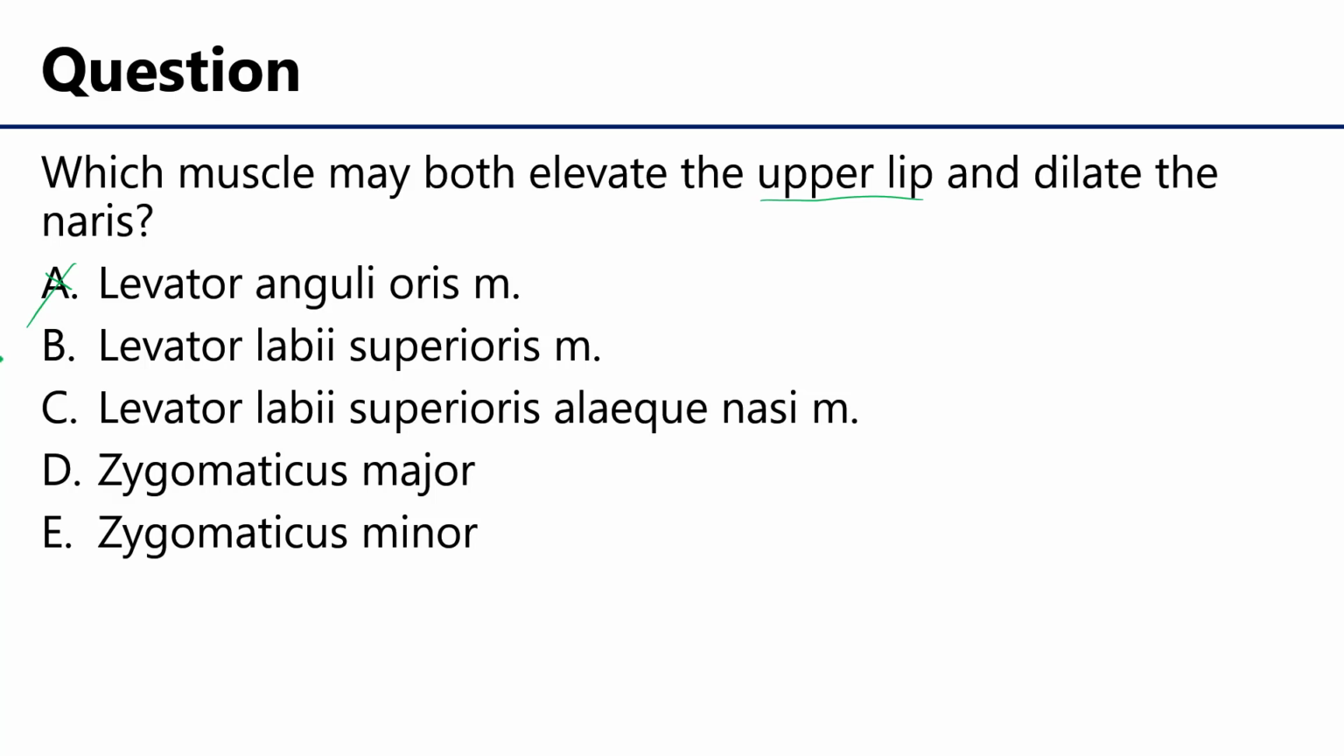Levator labii superioris will elevate the upper lip, check, but it doesn't really do anything to the ala. Levator labii superioris, that's half of it. Alaeque nasi, that's the other half of it. I'd say that's the great answer. The zygomaticus muscles, they're going to pull on the modiolus, but they're not going to do anything to the nose. So let's call levator labii superioris alaeque nasi the correct answer and move on to the next video.